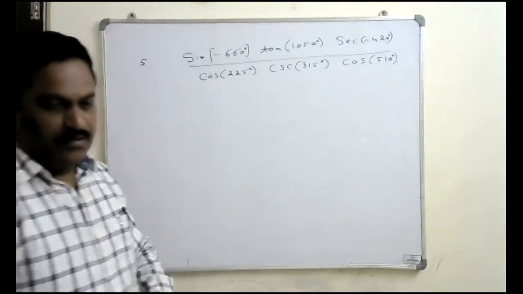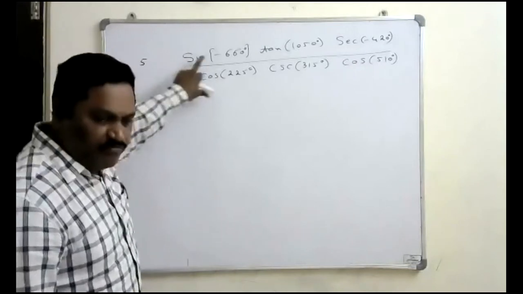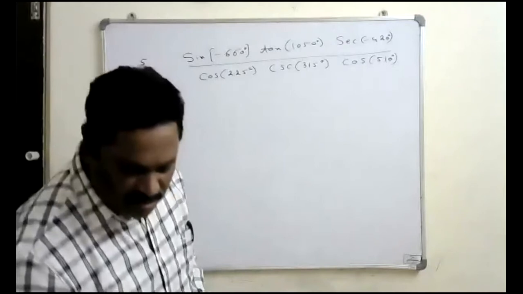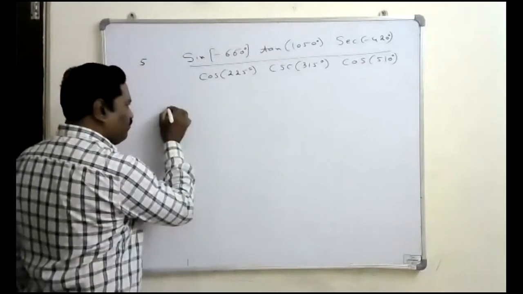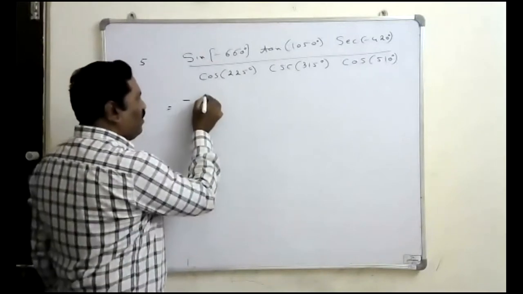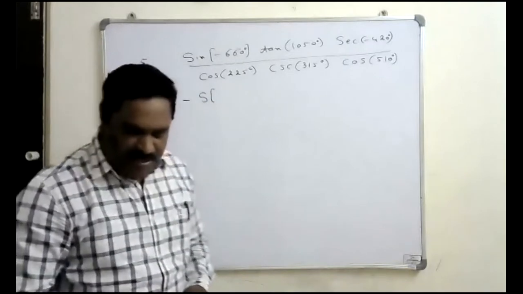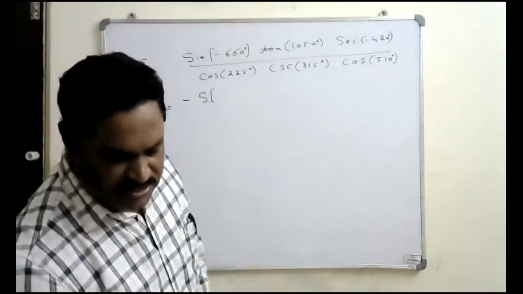Okay. Look at this. If you observe this, it is sine of minus theta. Sine of minus theta we can write as minus sine theta, meaning the minus will come out of the sine. And this sine of 660. Tell me, what is the nearest quadrant angle to 660?